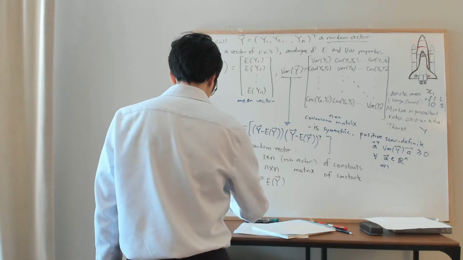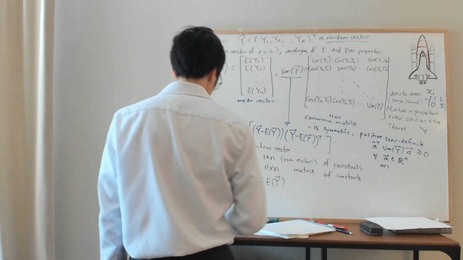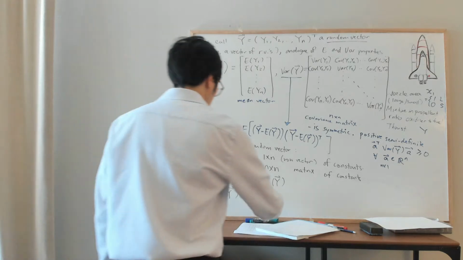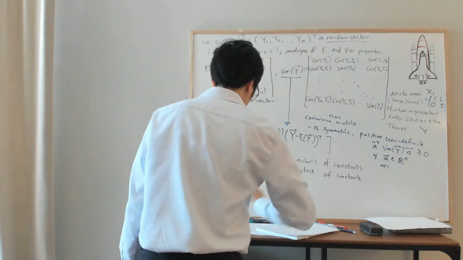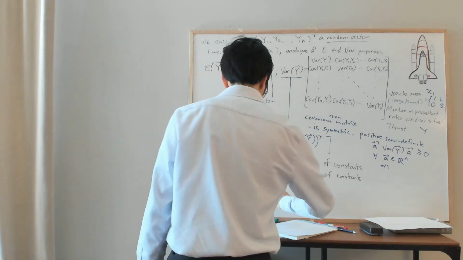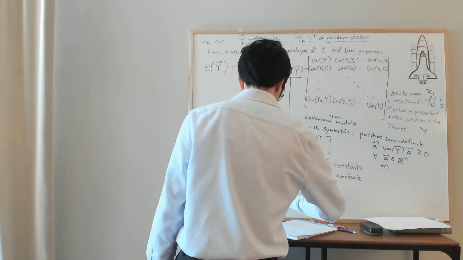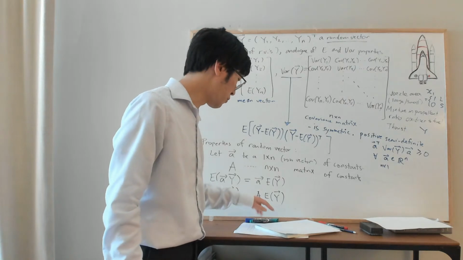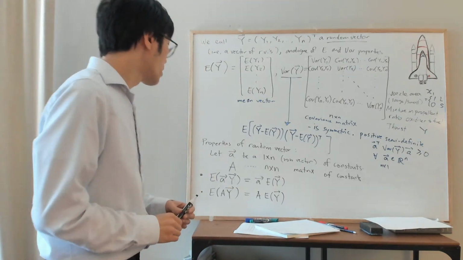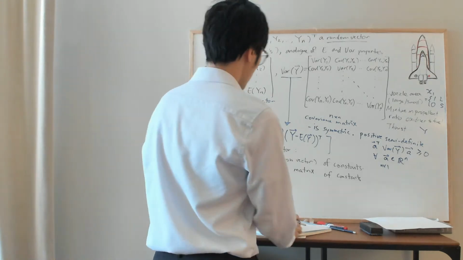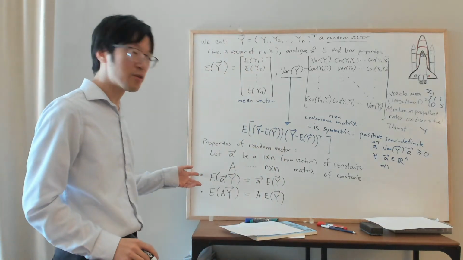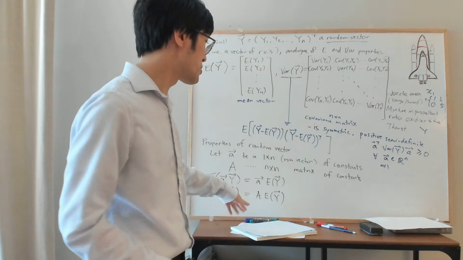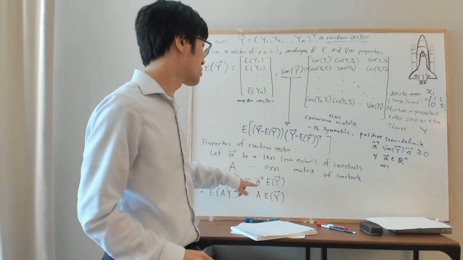The same is true for matrix multiplication. If you take the expectation of matrix A multiplied by the random vector Y, you can take the matrix A outside, times the mean vector of Y. So those properties of expectation hold: the constants can come outside, albeit this is a matrix times a vector, and the other is a vector times a vector.